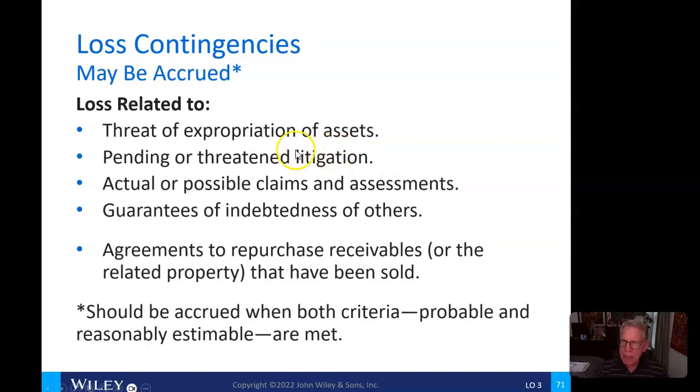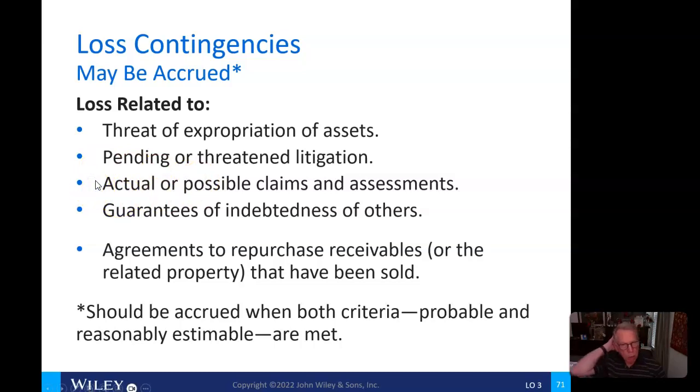Now, what may be accrued, if you're in an area where your assets may be expropriated and there's a good threat, then maybe we do accrue for that. Pending or threatened litigation, if it's probable, we're going to accrue for that. If it's possible or remote, we probably will not. But if it's possible, we will show that as a note to the financial statements.